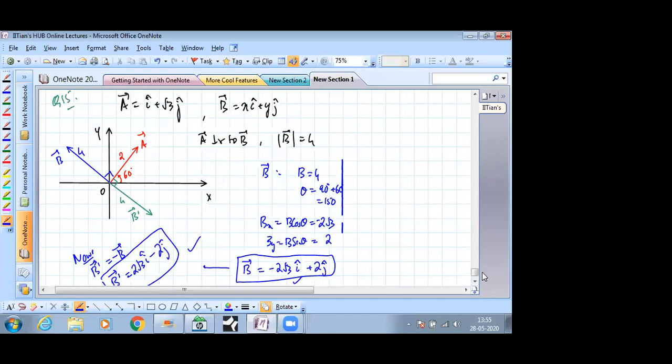Okay, hope this is clear, people. How did we get the angle of A as 60 degrees? We got it by the formula that tan theta is Ay by Ax, so root 3 by 1. We didn't consider it according to what is given, but it's formula based. From the components of a vector, how do you calculate the angle? Tan theta is y component divided by x component. So A's x component is 1, y component is root 3. So that's how. Okay.